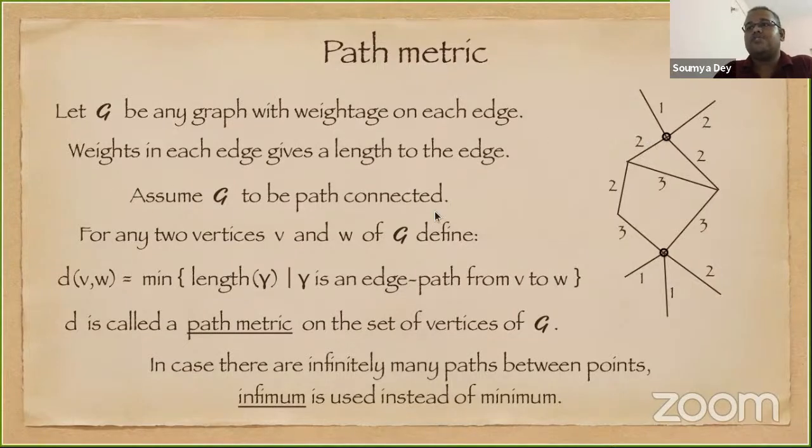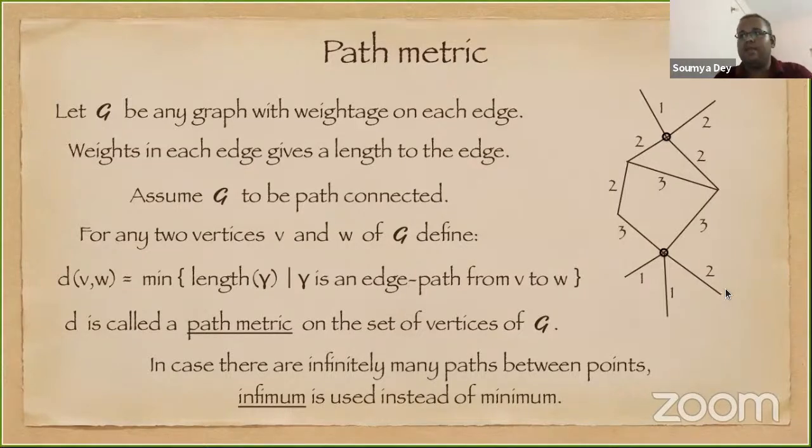So now if we assume that this G is path connected, so what do we mean by path connected in this case? This graph is connected. From each of these vertices, you can draw an edge path from any point to any point. You can go via some edge path. So this particular example that I've drawn here is a connected graph, or path connected graph.